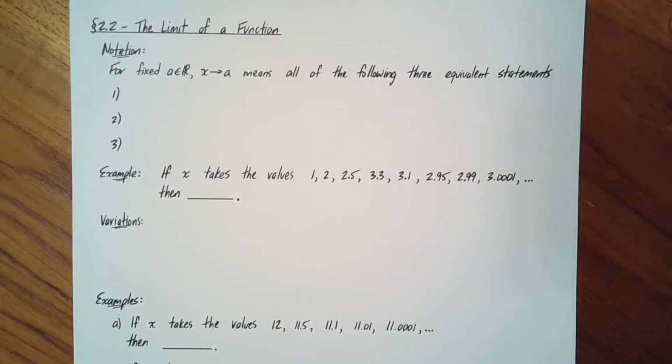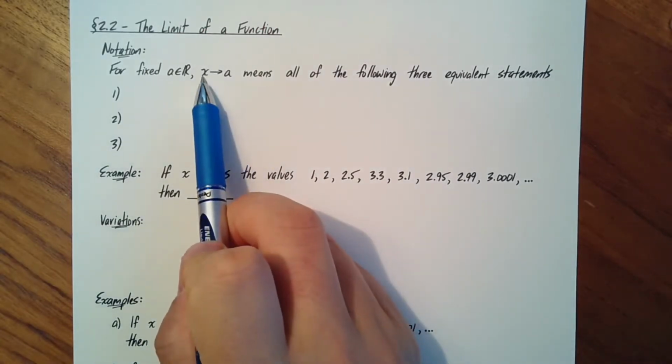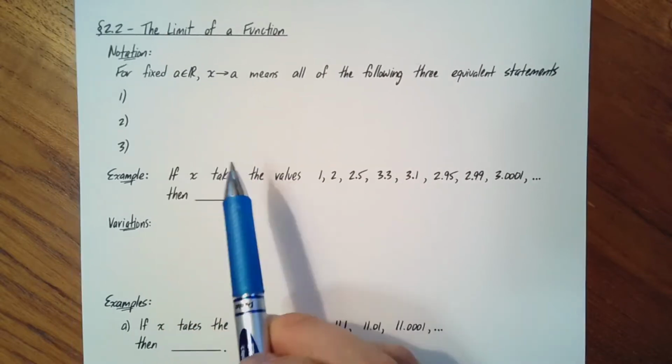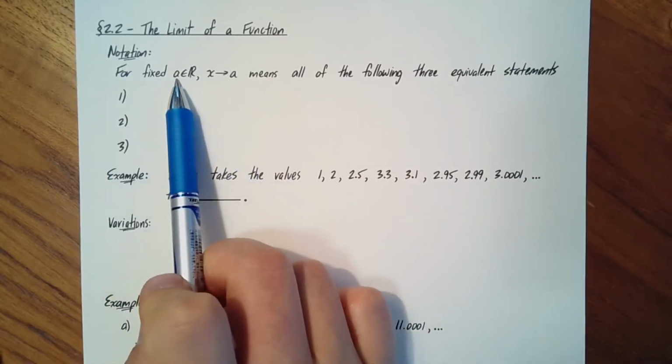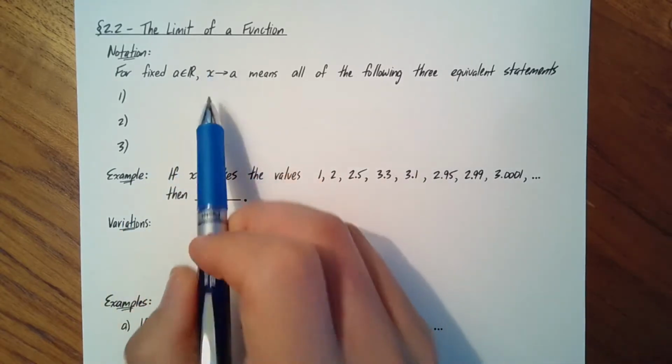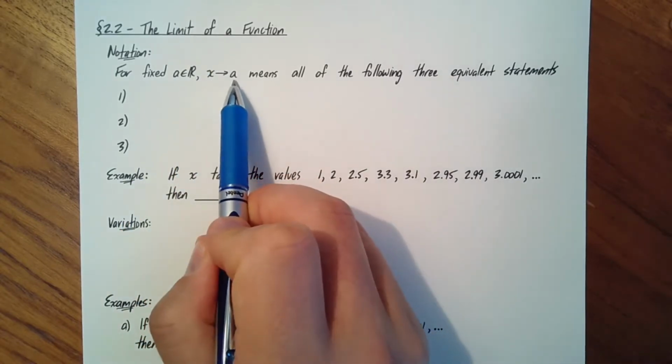So the first thing I need you to be familiar with and understand is what it means for a variable to approach or get close to a value. So we're going to start with having some fixed number a. So the idea is a is some constant number, but x is a variable. And sometimes you'll write this notation. You'll write x and you'll have an arrow afterwards and it points to the a.